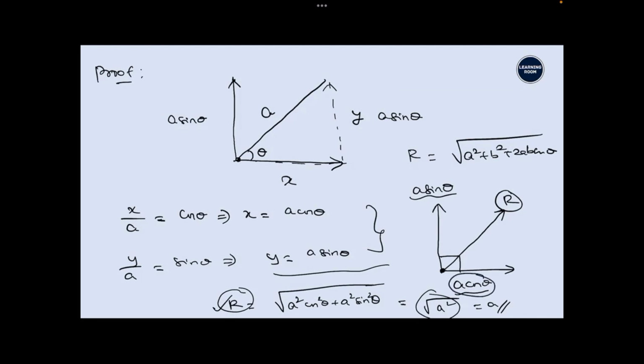This is A. Root of A square is A. How did I get root of A square? Root of A square is what? A, no? So what is A? This one only. That A vector is the one you broke into A cos theta and A sin theta. So if instead of giving you the vector A and asking you to break it into two components, I give you A cos theta and A sin theta, can you tell me the resultant?